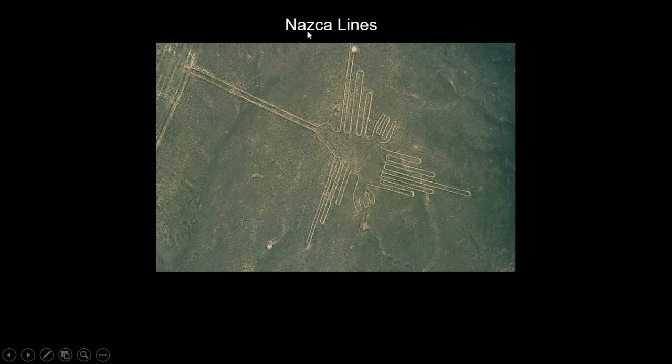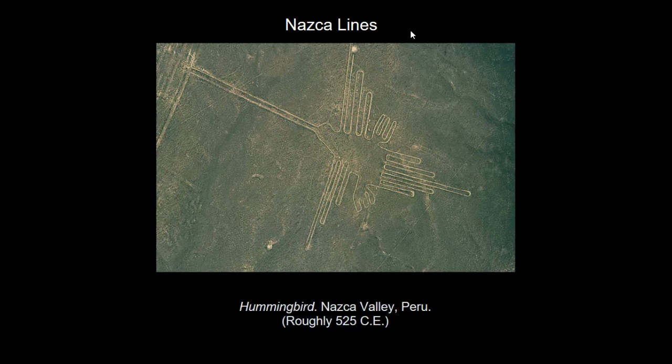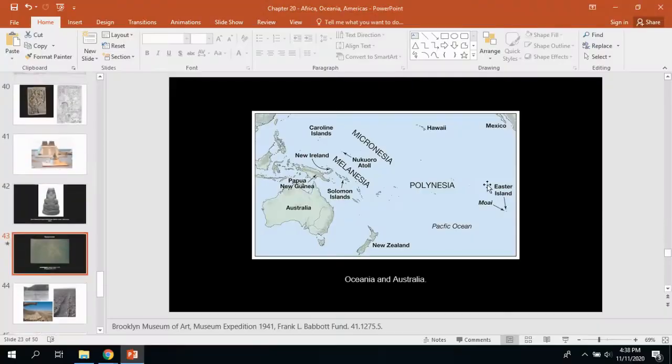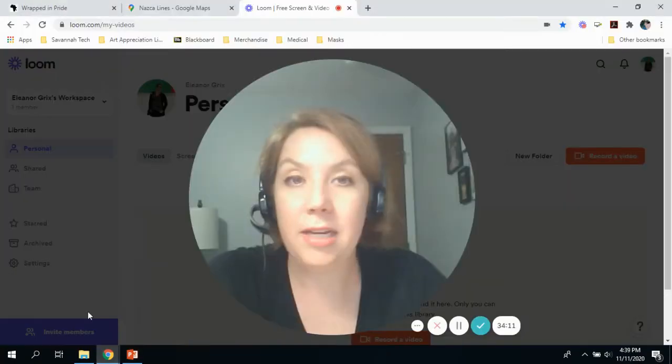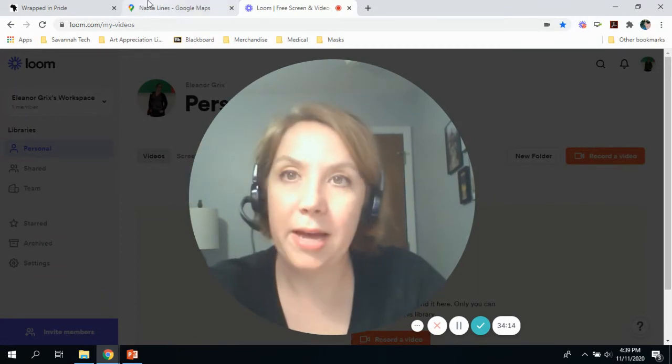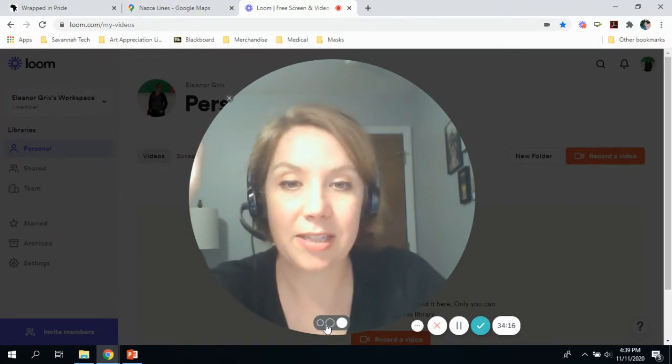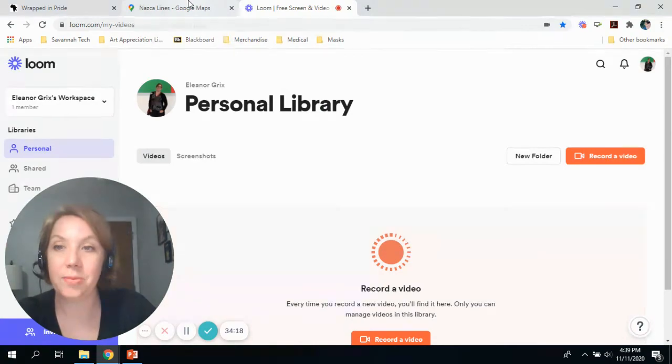The Nazca. The Nazca are a culture in modern day Peru, and they're famous for the Nazca lines. It's these lines in the desert that, when seen from an aerial perspective, form shapes. So this is the shape of a hummingbird. Now, I know that it looks very green and verdant on this screen, but here, I wanted to show you some Google Maps views that show us that actually it's not quite this way in real life.